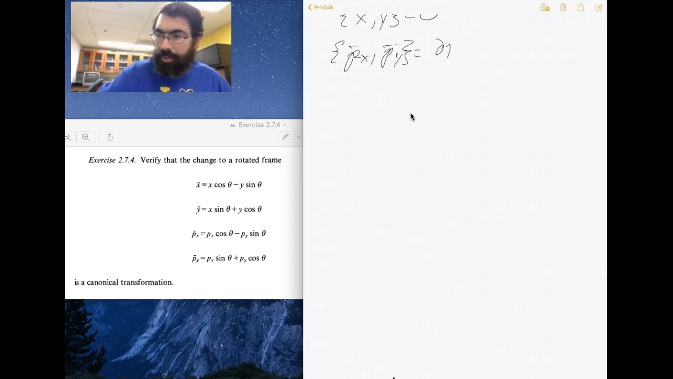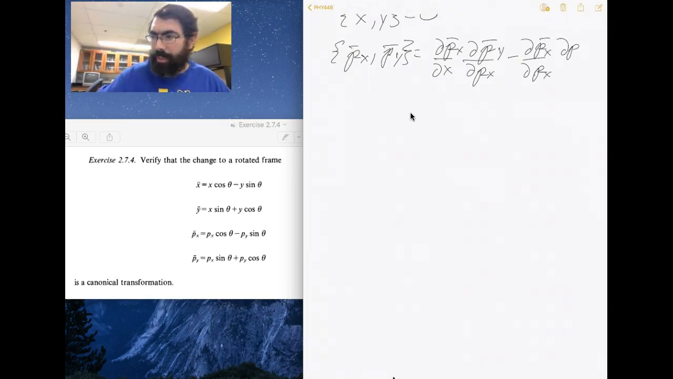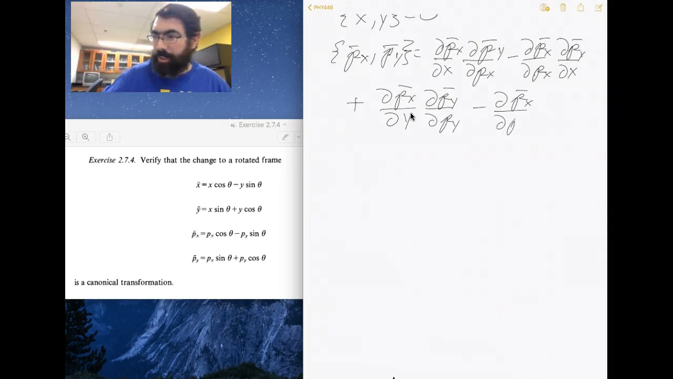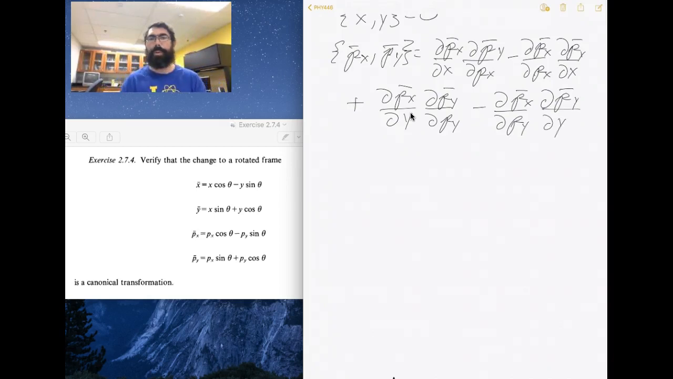And we have px bar, derivative of px with respect to x, the derivative of py with respect to px, minus the derivative of px bar with respect to px, and the derivative of py bar with respect to x, plus the derivative of px bar with respect to y, derivative of py bar with respect to py, minus the derivative of px bar with respect to py, and the derivative of py bar with respect to y.